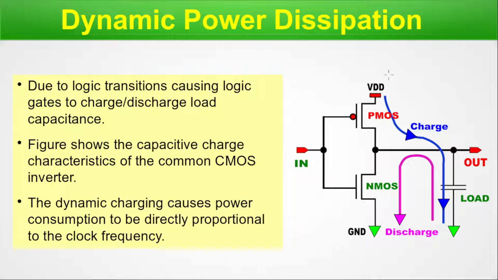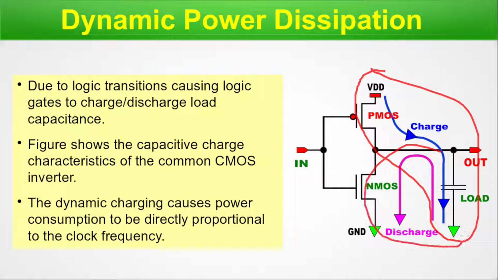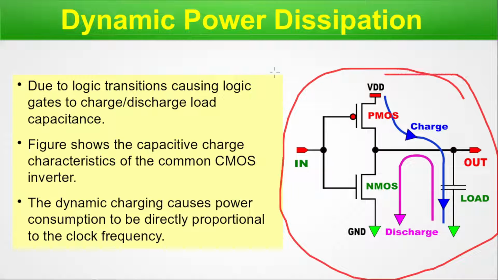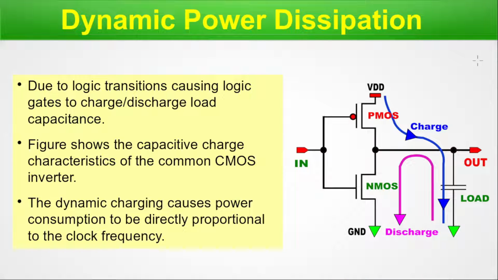Whatever power we have in this zone, including the charging and the discharging happening for the CMOS, happens in a particular complete cycle. So if we have more cycles, that means higher frequency, we have more dynamic power dissipation. That is the funda of dynamic power dissipation. We are done here. Let's move on to the next slide.